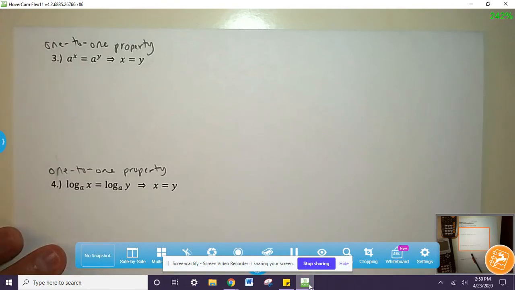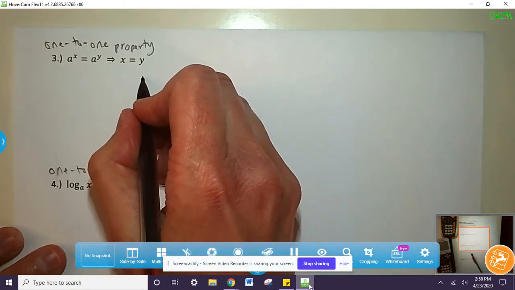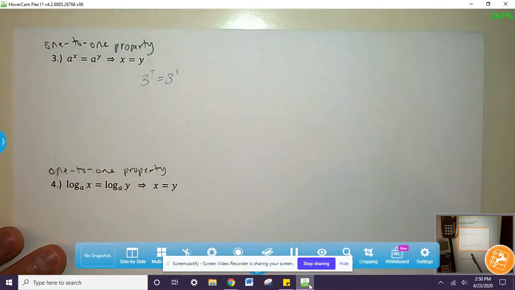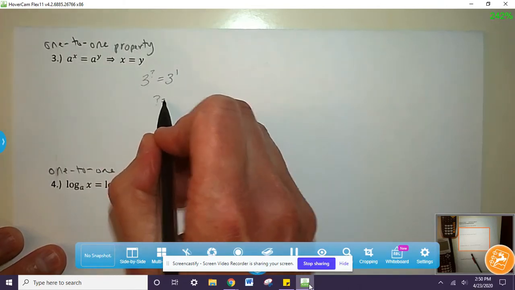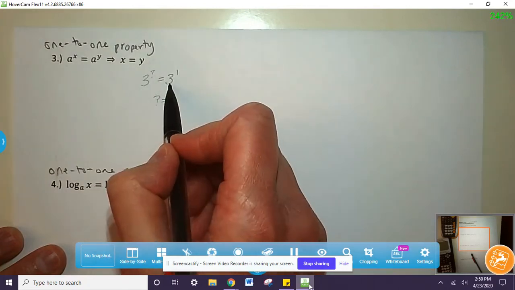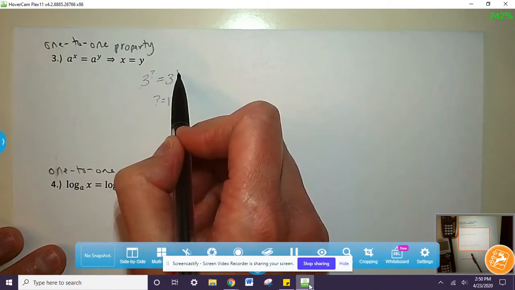You've actually been using this already in the past. If you think back to problems that you've solved in the past, here we just solved one. We said 3 to what power equals 3 to the first. What was the answer for that question mark? It was 1. That's an example of applying this property. See how the bases match? So if the expressions are equal and the bases match, then the exponents have to match as well.